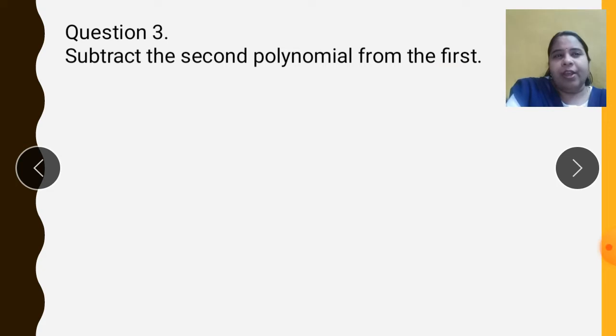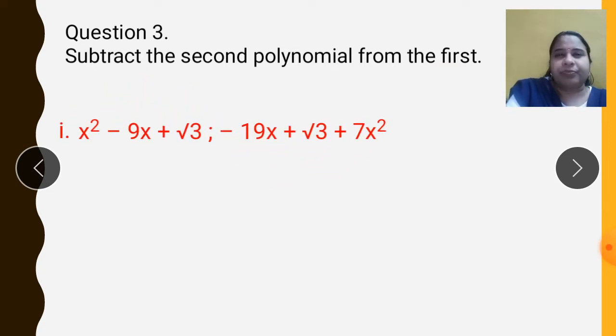Okay. Now let's see. The question is x square minus 9x plus root 3. It is to be subtracted from minus 19x plus root 3 plus 7x square. Okay. Now see what is given: second polynomial from the first. So this polynomial is to be subtracted from this, right? And what care is to be taken?